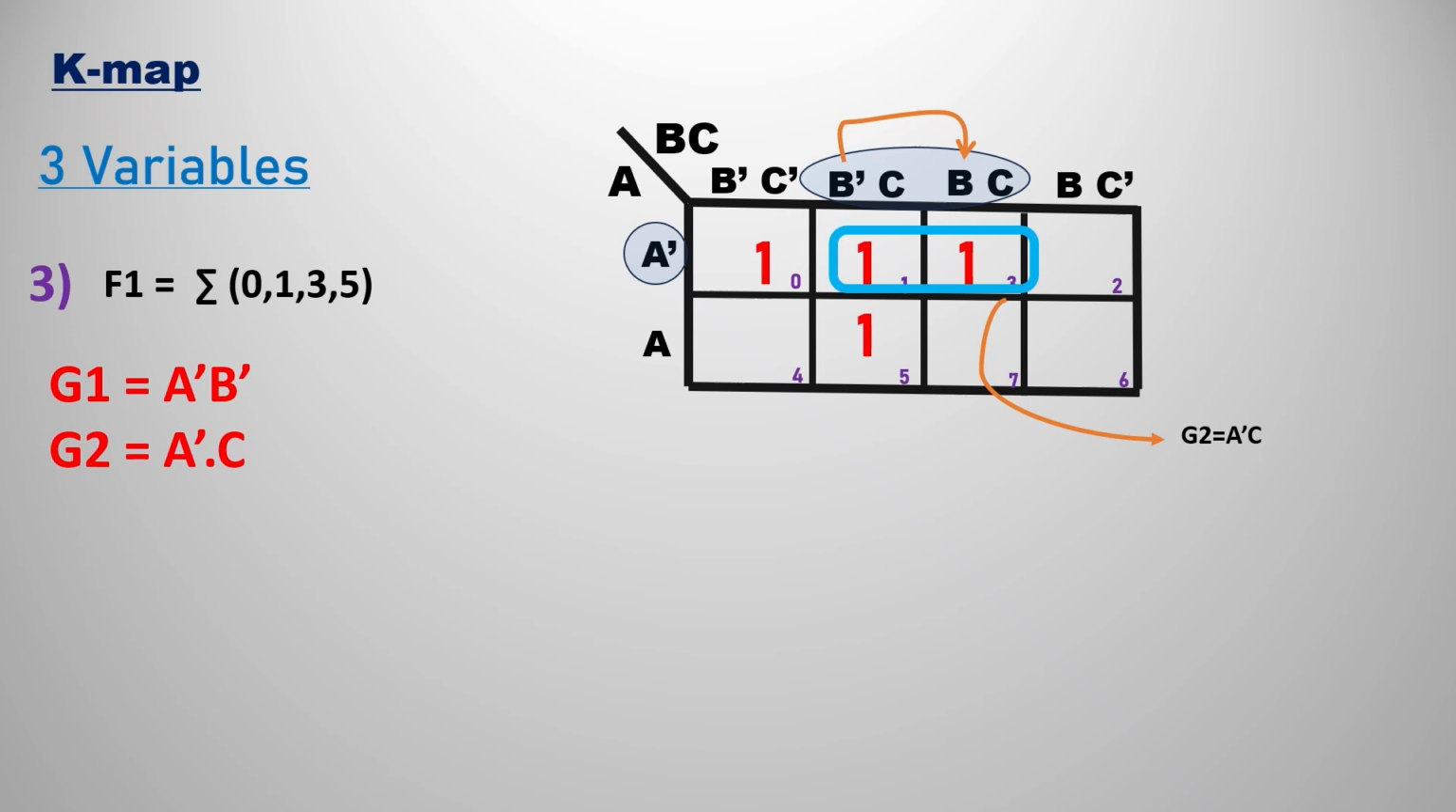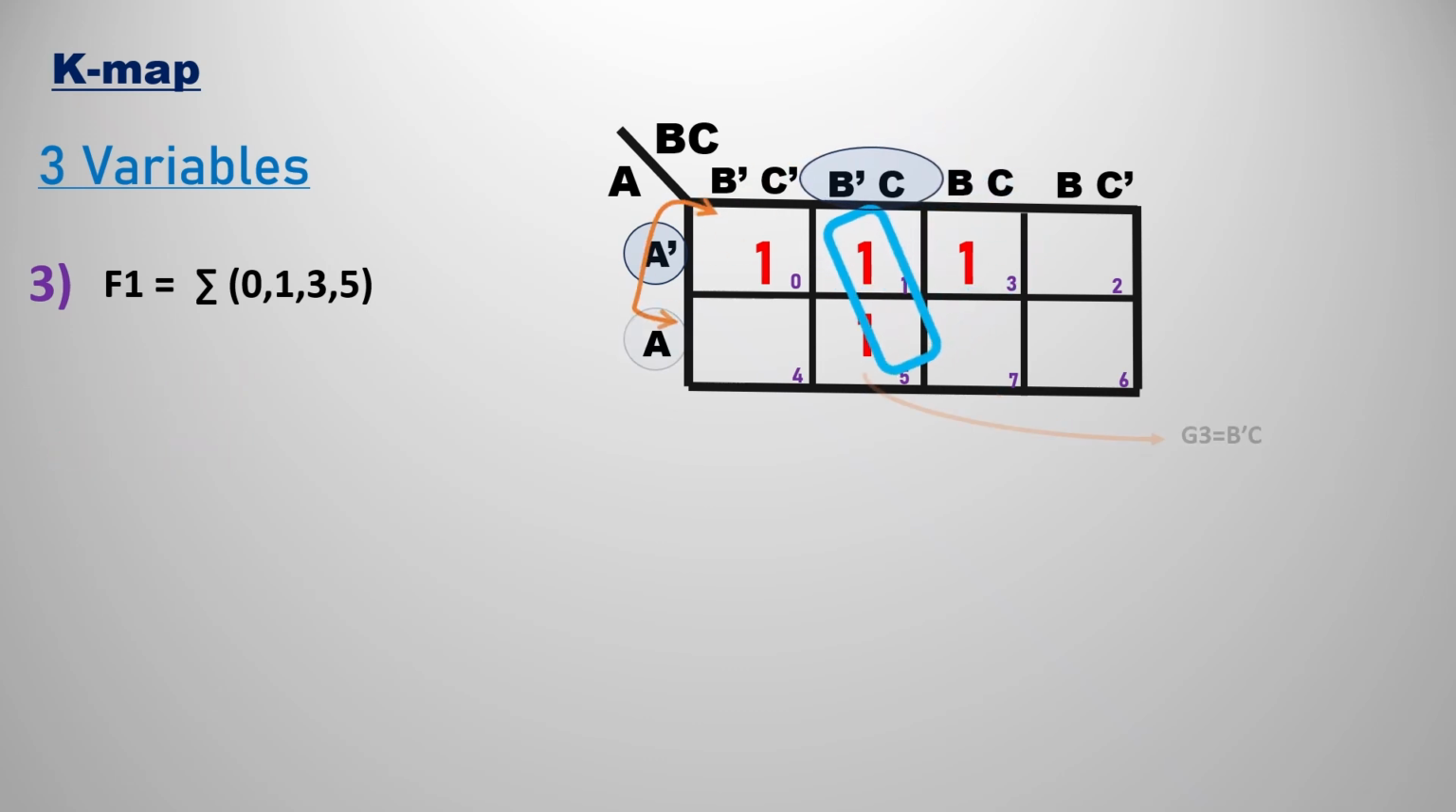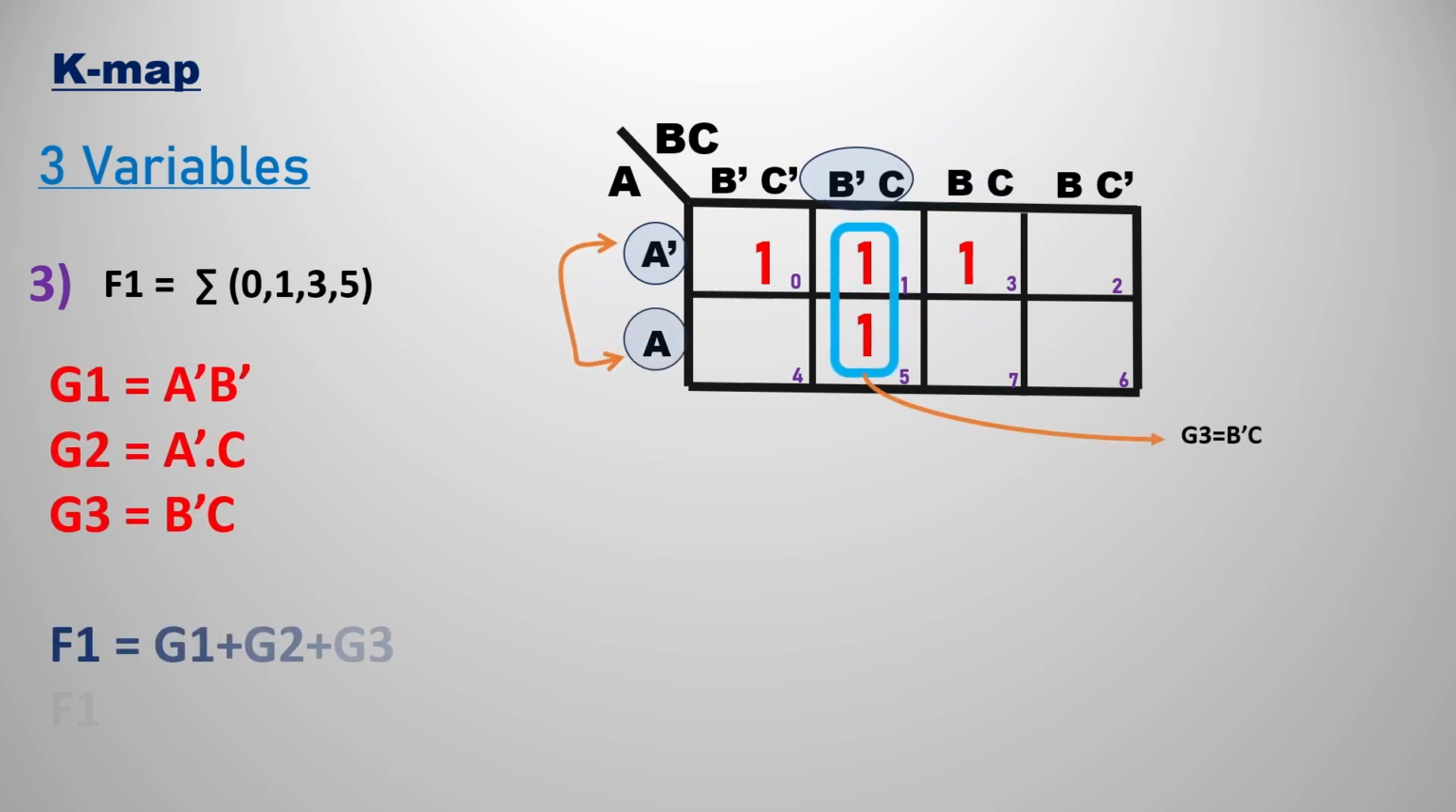So I took the second group as this one. You can take the second group from the horizontal one or the vertical one, that is your wish. But 3 groups have to be present and 3 groups have to be added for this example. I hope you understood. So add them. That's the F1, that you have to add 3 groups, that is A bar B bar plus A bar C plus B bar C. That is the final output of this expression.